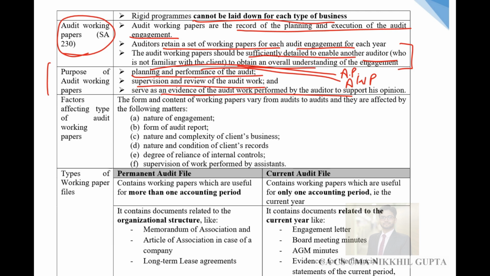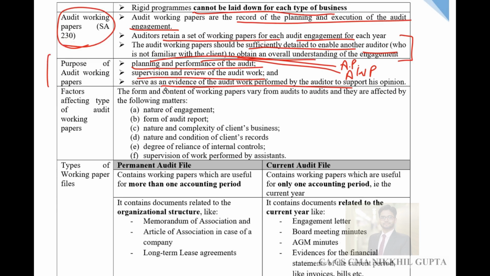And audit working papers are discussed in Standard on Auditing 230 in great detail, and all the working papers which are to be maintained by the auditor are discussed in that Standard on Auditing. And let me tell you one more interesting fact, that audit working papers are the property of the auditor, and the company cannot force the auditor to give the audit working papers to the company. This is the law, this is the directive which has been issued by the Institute of Chartered Accountants of India.